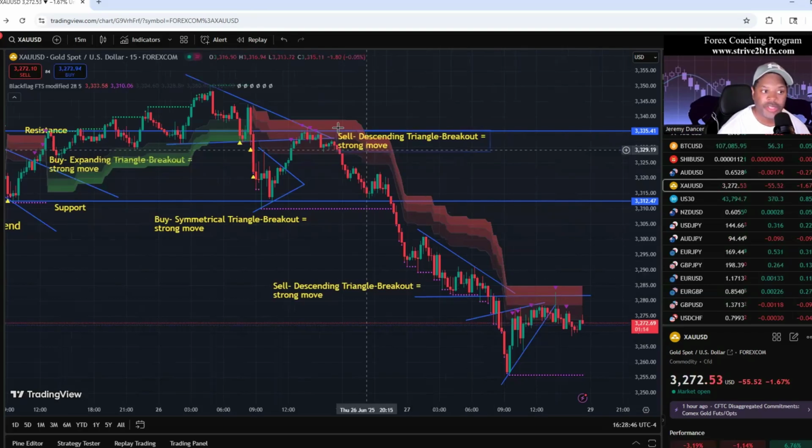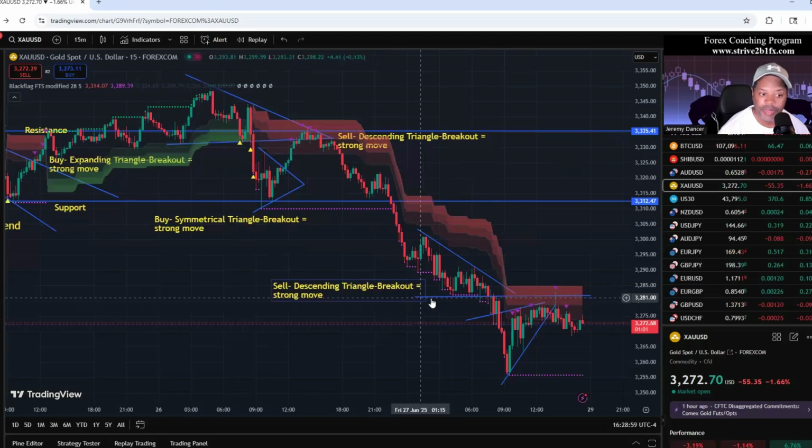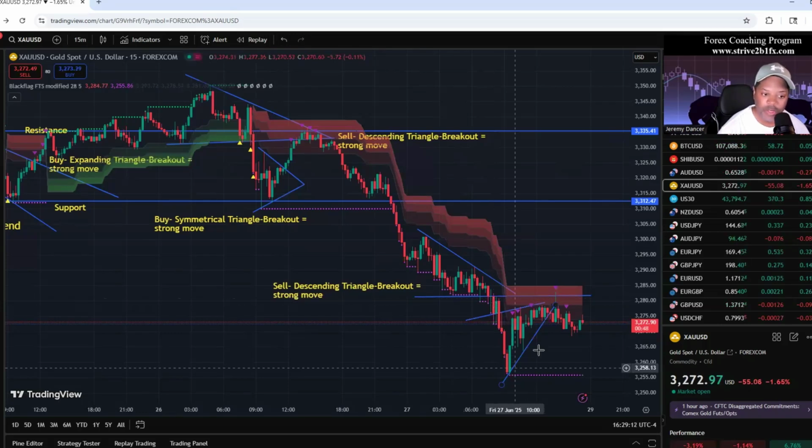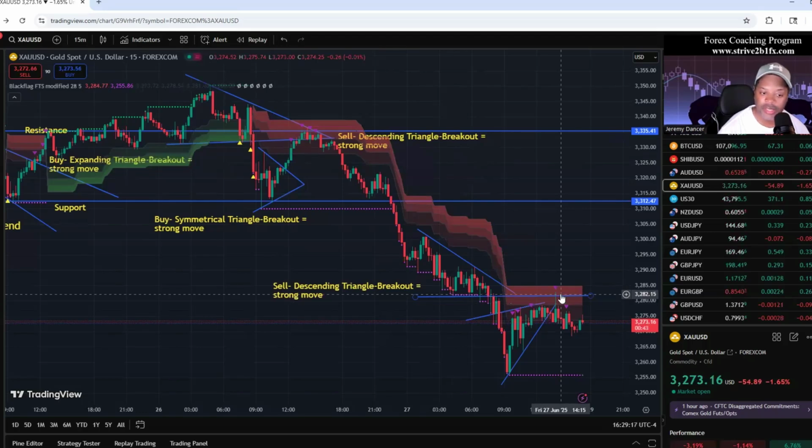So just like we see a lower area of resistance from the supporting line of the descending triangle, guess what? This line right here is showing us another lower line for resistance. So we had the breakout right here, which is where you would have sold from. And then even when the price shot back up, it shot right back up to this area of resistance.